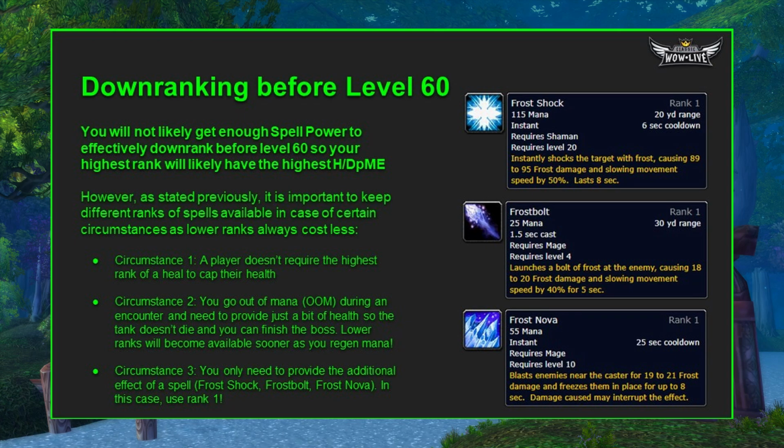And finally, circumstance 3. This goes for healers and DPS. In this circumstance, you only need to provide the additional effect that a spell provides. Frost Shock slows, Frostbolt slows, and Frost Nova roots. They do that just as well regardless of the rank you use, so use the lowest rank, use rank 1, and save mana for your damaging spells. Now, there are many other examples than the ones I've showed here, so if your spell provides an additional effect, consider using rank 1 if you want to save mana.